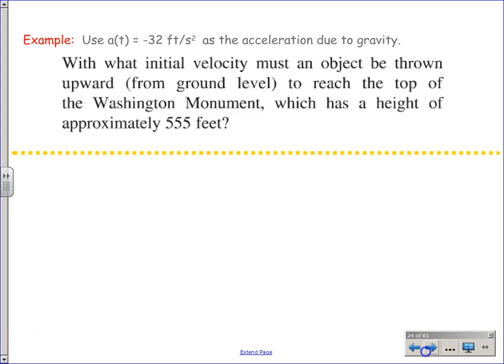With what initial velocity must an object be thrown upward from ground level to reach the top of the Washington Monument, the height of approximately 555 feet?